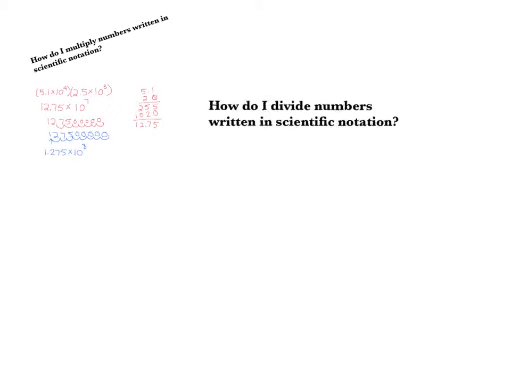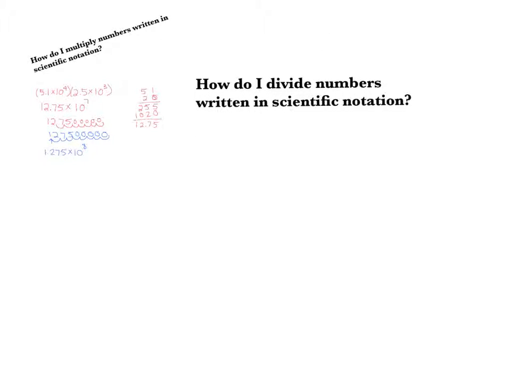Now, let's look at another operation. This time we're going to look at how we can divide numbers written in scientific notation. Again, we're going to use an example to help us out. 3.66 times 10 to the negative 5th power divided by 2.0 times 10 to the negative 3rd power. Again, just like multiplication, we need to first focus on the two first factors. This time, though, because we're dividing, we're going to divide the two first factors to get the new first factor.